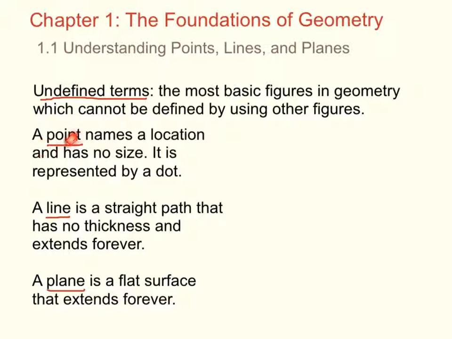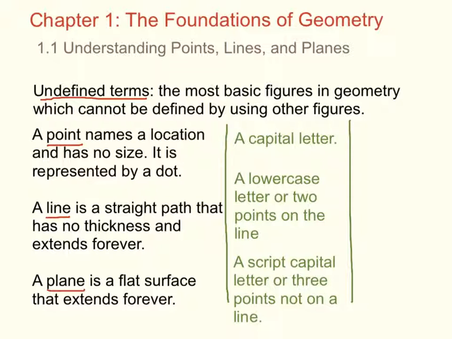Now a point represents an exact location. It has no size and is represented by just a dot. A line is a straight path that has no thickness and extends forever. A plane is a flat surface that extends forever. So we have to first talk about how do you name these things. A point is named by a capital letter. A line is represented or named by a lowercase letter or 2 points on a line. And a plane is a script capital letter or 3 points not on the line.